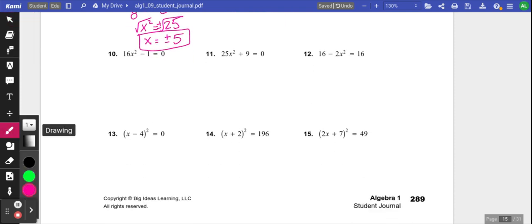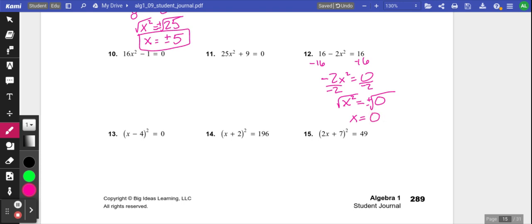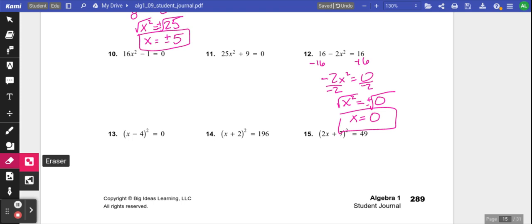Let's see. Again, I want to move this value, and then I can go ahead and divide. So I'm going to subtract out 16 from each side. Negative 2x squared equal to 0. I don't want that coefficient there in front of my x squared, so I'm going to divide that out. And I get x squared equal to 0 divided by negative 2, which is just 0. I'm going to square root each side here. I just get x is equal to 0. Right. So now I can go ahead.